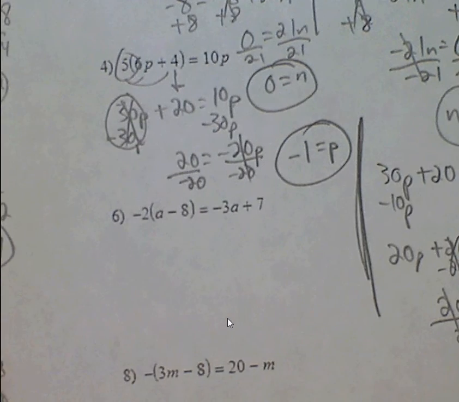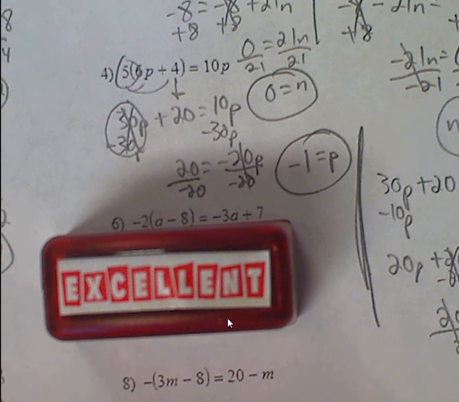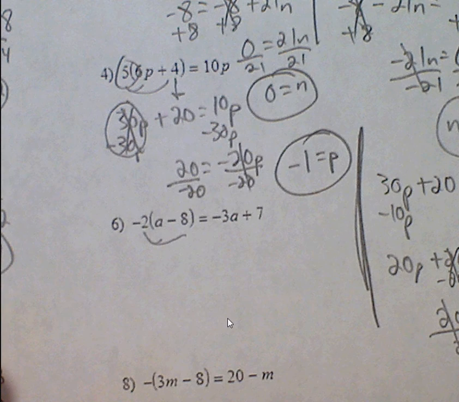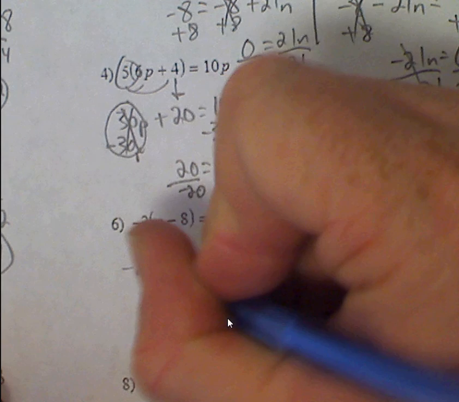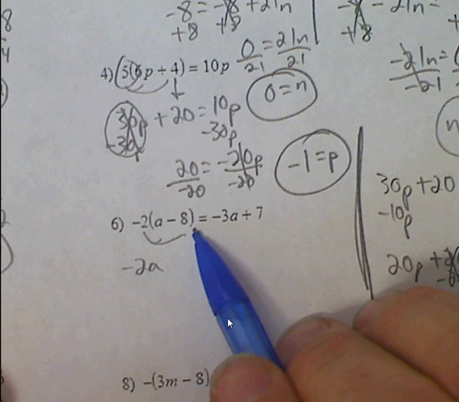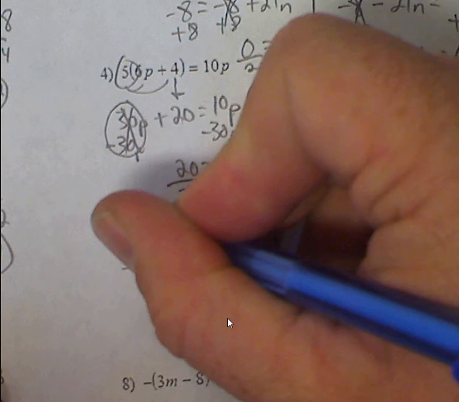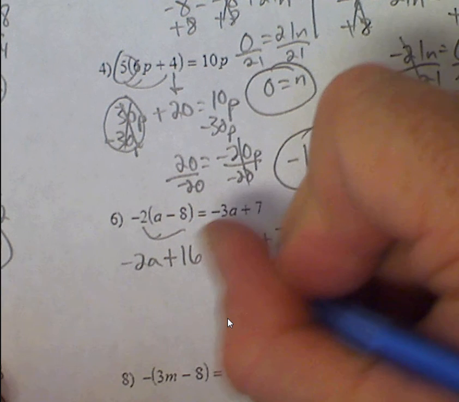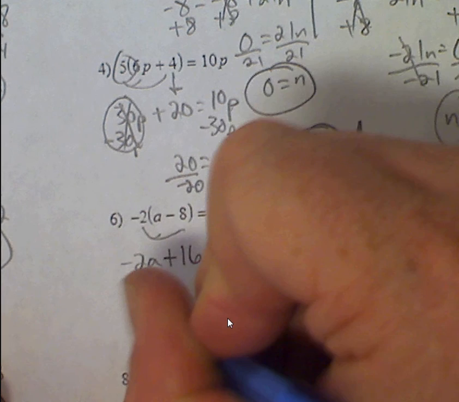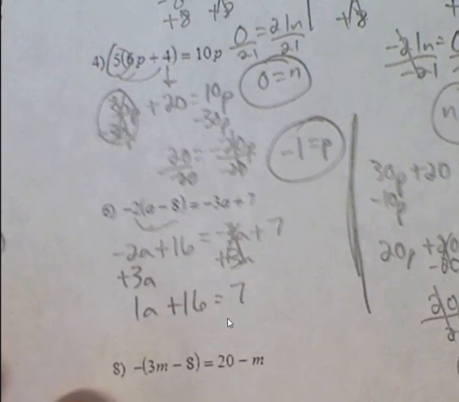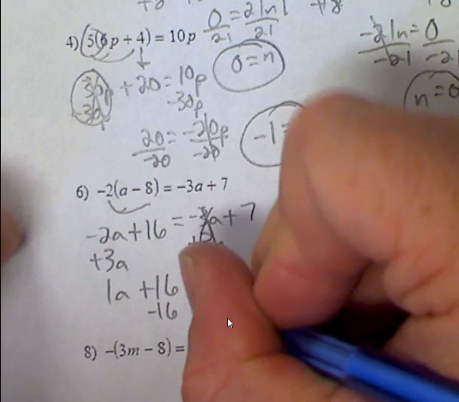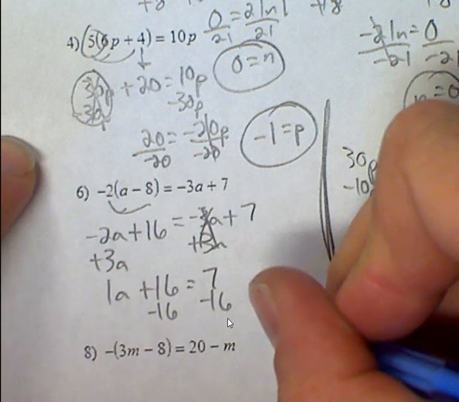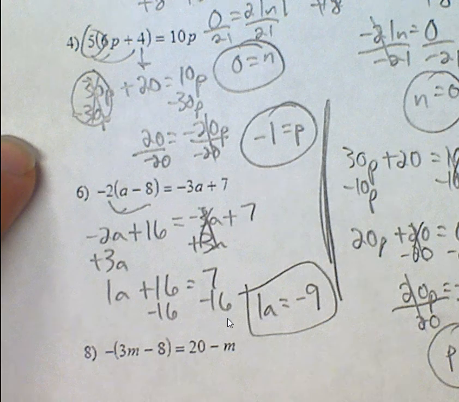Number 6, go ahead and pause the video and try. On number 6, I'm going to distribute that negative 2. That's negative 2a. I don't care if you bring the minus and say negative 16. It's still going to be a plus 16. Negative 2 times negative 8 is positive 16. Minus 3a plus 7. I'm going to go ahead and bring the 3a over. 1a plus 16 equals 7. Get rid of the constant. Minus 16 minus 16. 1a equals negative 9. And a is the same thing as 1a. So we're actually done when we get to this portion.